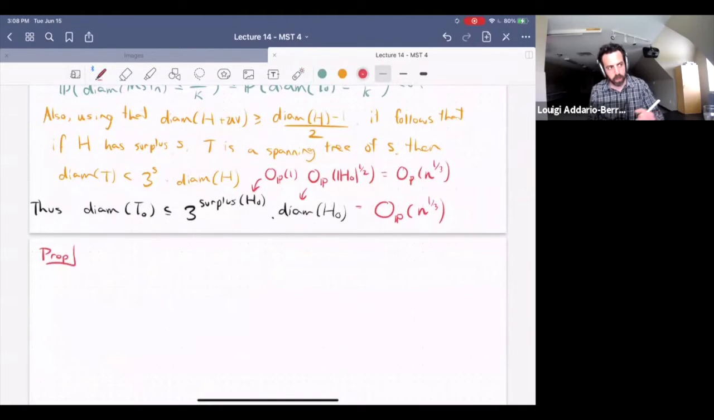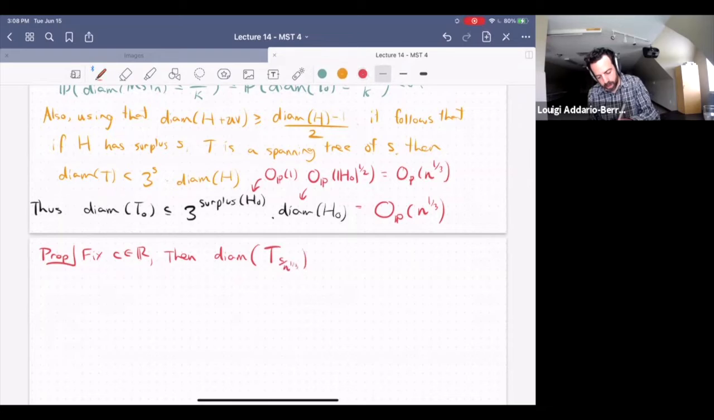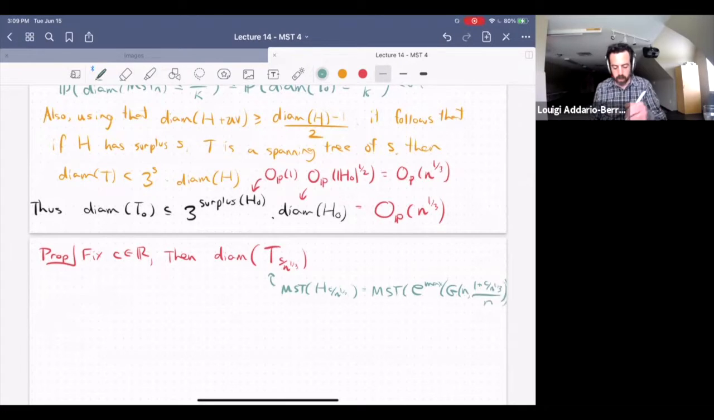We can in fact prove that for any constant in R, if we look at the diameter of the tree T_{C/n^3}, right? So just to reinforce, this is the minimum spanning tree of H_{C/n^3}, which is the largest component of G(n, (1 + C/n^{1/3})/n). Okay, so the diameter of this subtree of the eventual MST is also of order n^{1/3} in probability.